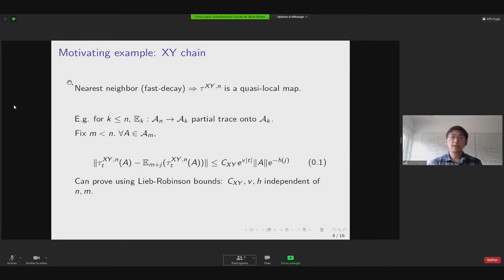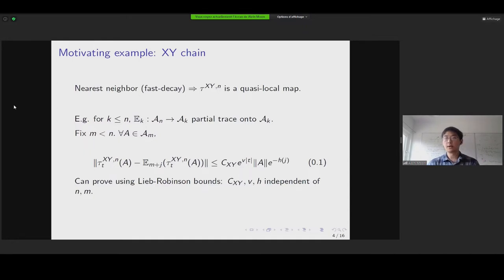And the idea is that because the generator of these dynamics is local, and so it has very fast spatial decay, the map is quasi-local. So what I mean is that if you take a local observable and you evolve it under the Heisenberg dynamics, then as a function of time, you can approximate this evolved observable pretty well in some region which is the support of the original observable at time zero.